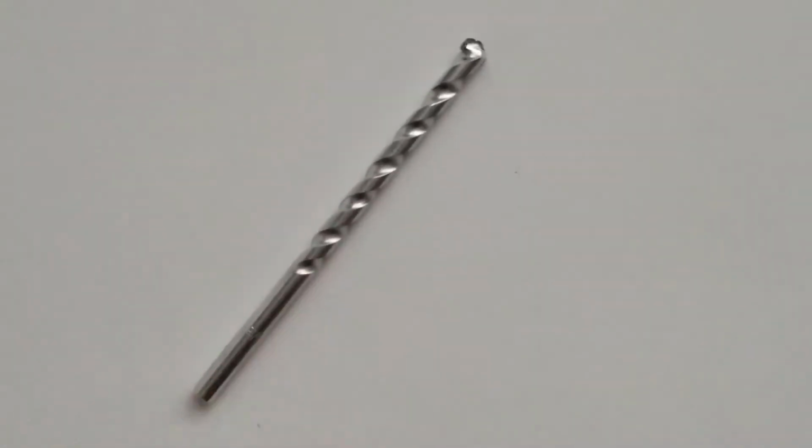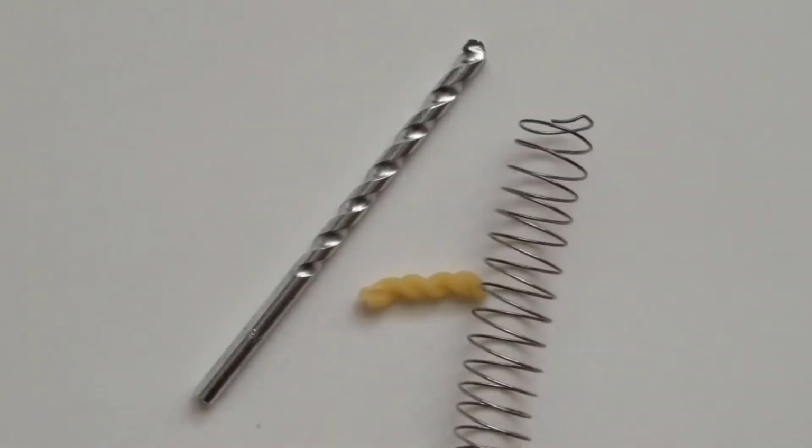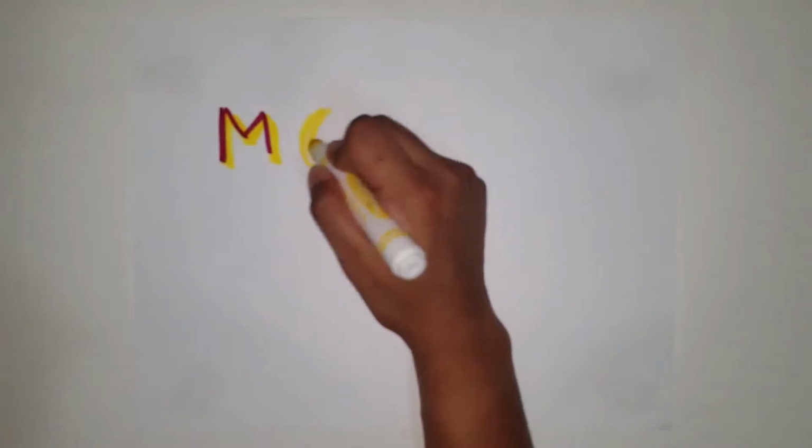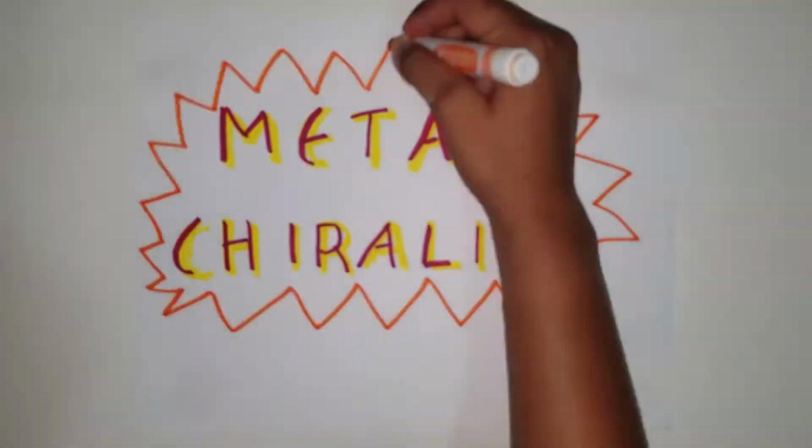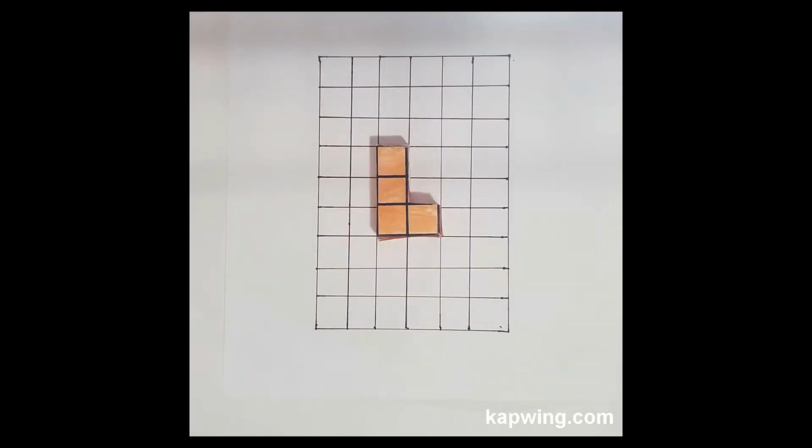What does this drill bit, pasta, and spring all have in common? They all share a property called metachirality, but what does that mean? Let's figure out what normal chirality is first.